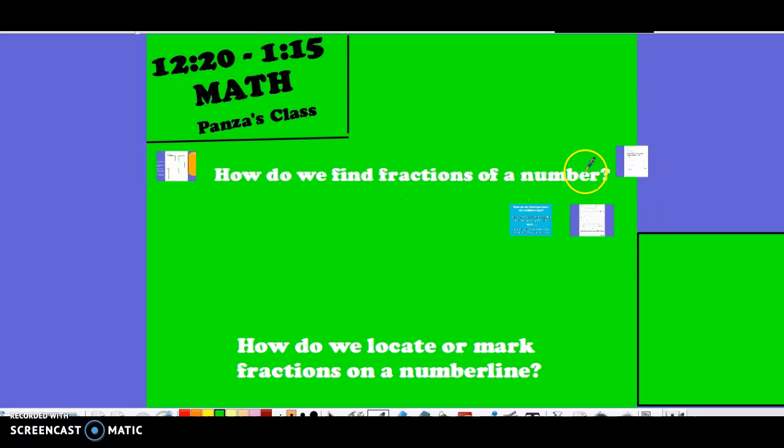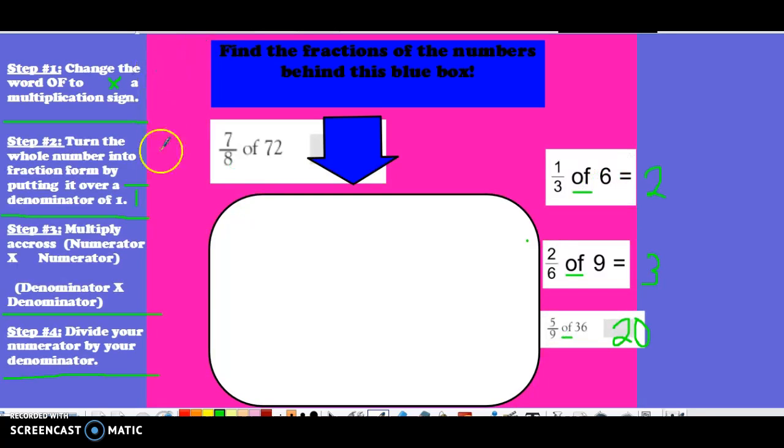Panza going over our main focus question, how do we find fractions of a number? Now in a previous video that you should have seen, I took you through the main steps, 4 main steps to solving fractions of a number.